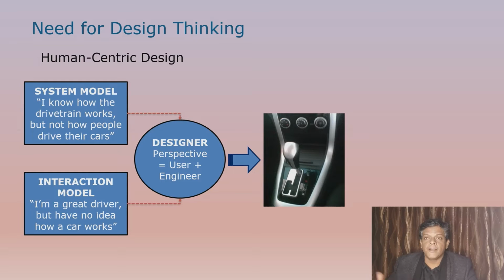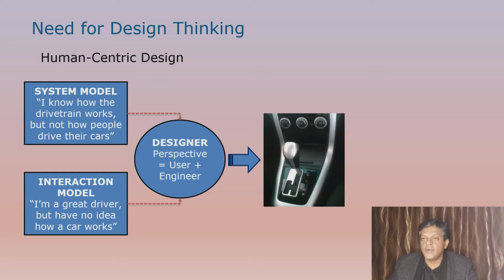And when you look at the gearbox, what would a system model describe about it? I know how the drivetrain works, but not how people drive their cars. Now, that's the perspective of a technician or an engineer who is probably designing the gearbox from the technical perspective. Now, when we look at the interaction model, I'm a great driver but have no idea how a car works. Now, that's from the layman or the user perspective.